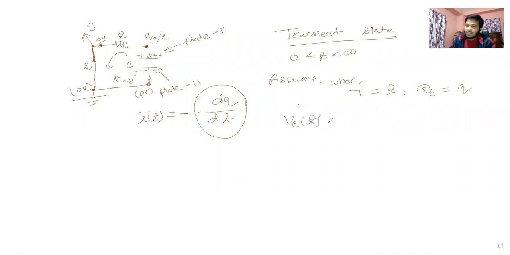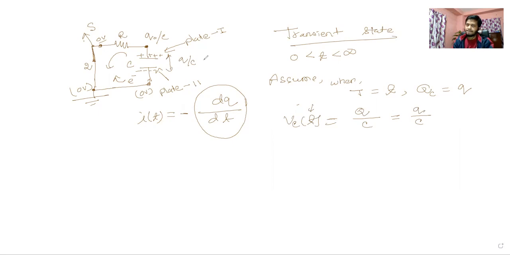It is Vc of t, right? And Vc of t equals, we know, q by C. Now what is the value of q at time t? It is small q, right? So the potential difference across the capacitor will be small q by C. In the initial state it was small q naught by C, but at a particular time t, it is small q by C.